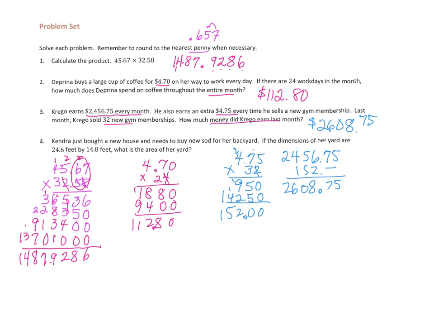Last problem here. Kendra just bought a new house and needs to buy new sod for her backyard, so she wants the lawn to look good. The dimensions of her yard are 24 and 6/10 by 14 and 8/10. So remember, this is a length times width problem. What is the area, which is going to be square yards? So there's an 8 and a 4, 32, that's 36. There's 16 and 3 is 19, placeholder.